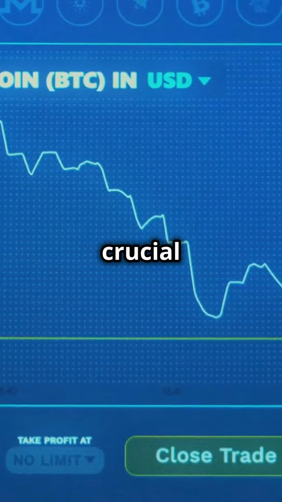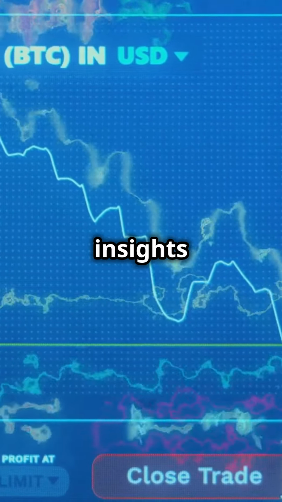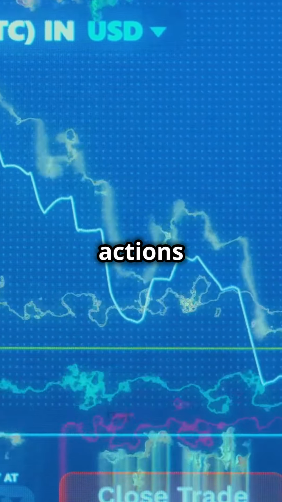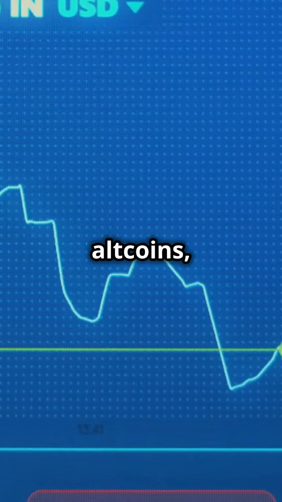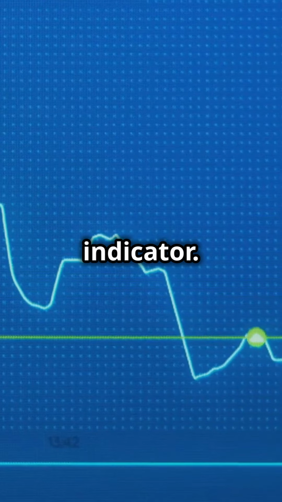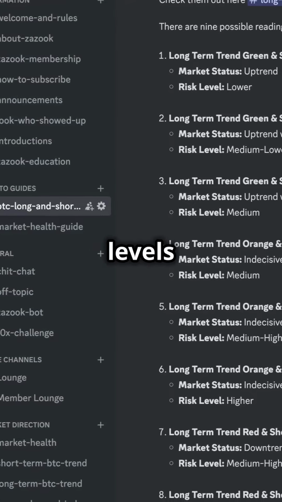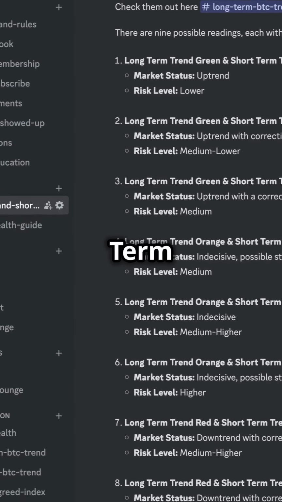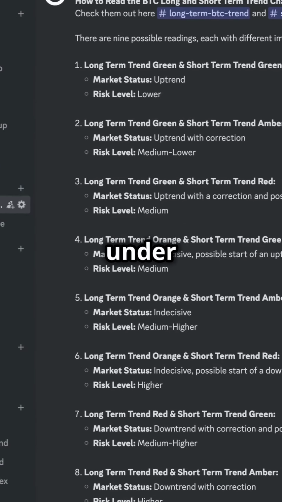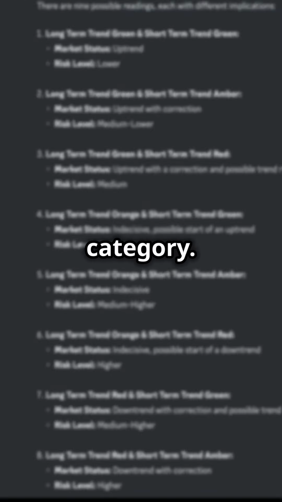These trends are crucial because they provide insights into how Bitcoin's price actions can impact the altcoins, serving as a valuable market risk indicator. You can find detailed explanations of these risk levels in the short and long-term BTC trend channel under the How-To Guides category.